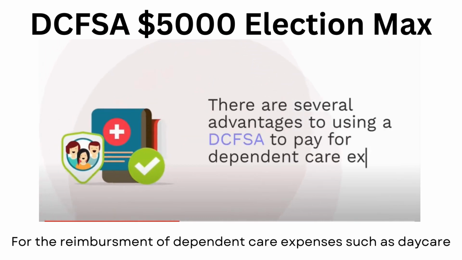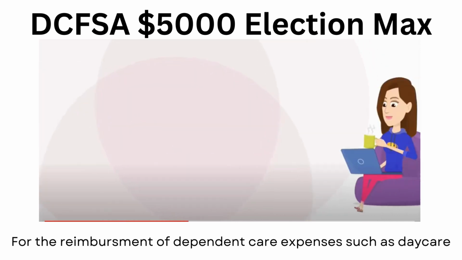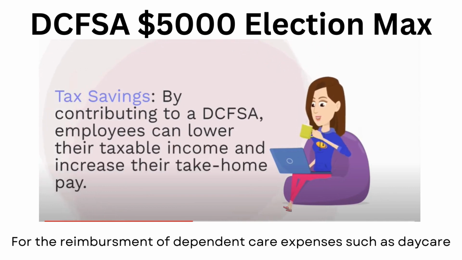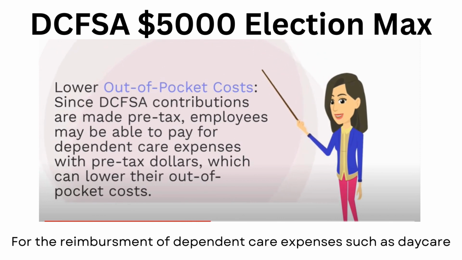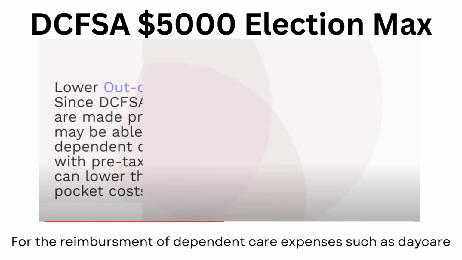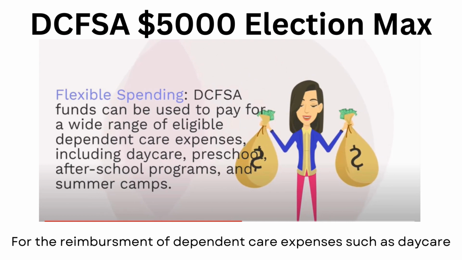There are several advantages to using a TSA to pay for dependent care expenses, including tax savings. By contributing to a TSA, employees can lower their taxable income and increase their take-home pay. Lower out-of-pocket costs. Since TSA contributions are made pre-tax, employees may be able to pay for dependent care expenses with pre-tax dollars, which can lower their out-of-pocket costs. Flexible spending. TSA funds can be used to pay for a wide range of eligible dependent care expenses, including daycare, preschool, after-school programs, and summer camps.